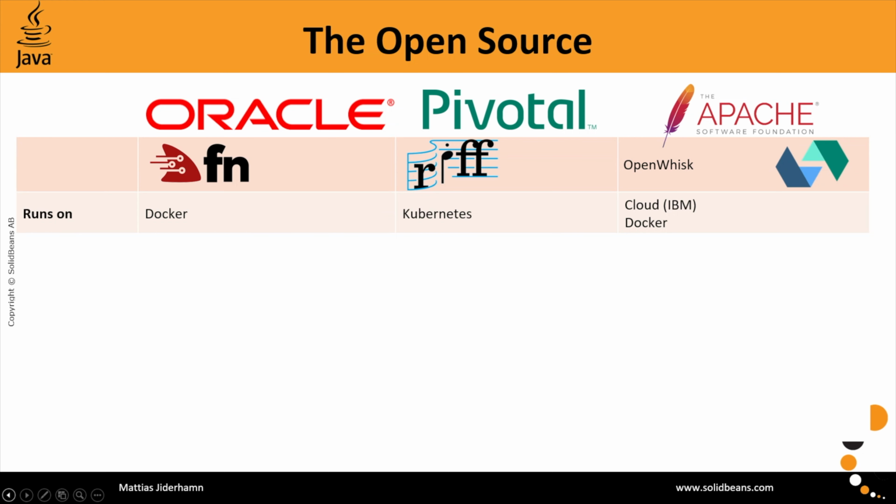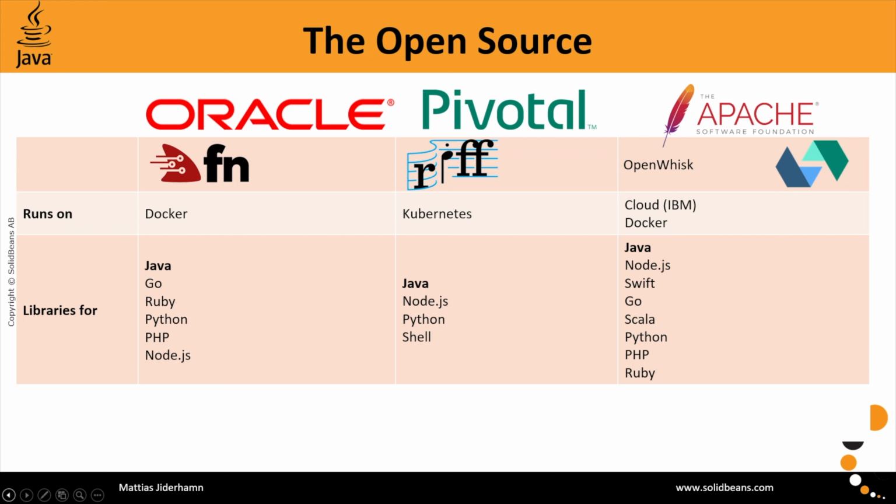Behind the scenes, they all use Docker in some form. In the case of Project Riff, it's also Kubernetes on top of Docker. Then there are official support libraries to help you get started building your function to run inside those Docker containers. And they all have official support for Java. And they all use Apache 2 licenses, which may be a bit more interesting now than if my talk had been before the previous one.